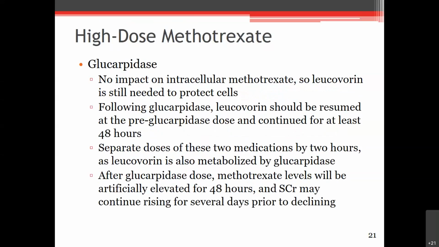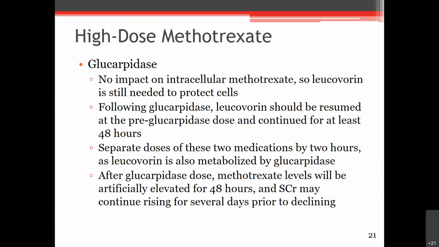Glucarpidase does not actually have an impact on intracellular methotrexate. So while we are using this as a rescue agent, we do still need to give leucovorin in order to protect the cells. So once you've given glucarpidase, you'll resume leucovorin at the dose you were using previously for at least 48 hours. It is important that we separate the doses of these two meds by 2 hours because leucovorin is also metabolized by glucarpidase. So we want to make sure that we are getting as much effect on the methotrexate as possible.